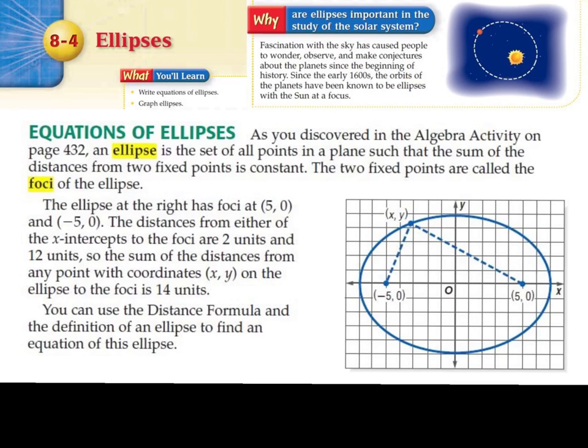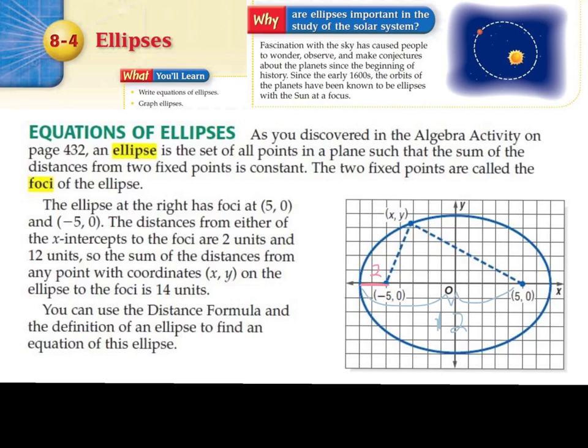a focus. As you discovered in the algebra activity, an ellipse is a set of all points in a plane such that the sum of the distances from two fixed points is a constant. The two fixed points are called the foci of the ellipse. The ellipse at the right has foci at (5, 0) and (-5, 0). The distances from either of the x-intercepts to the foci are 2 units and 12 units.